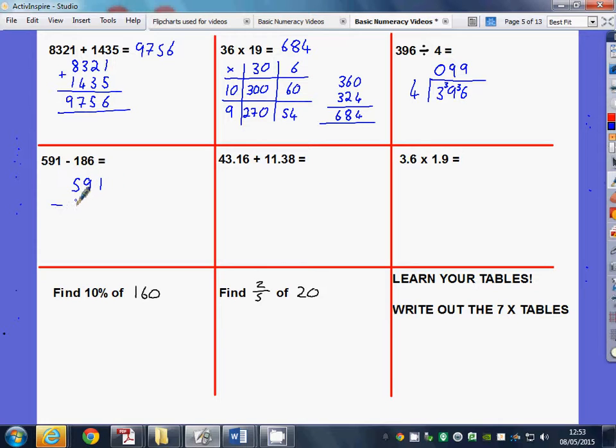591 subtract 186. 1 take away 6 is negative 5. And we said last time we don't want any negative answer. So what we're going to do instead is change that 9 to an 8 and carry 10 over to create 11 over here. 11 take away 6 is 5.